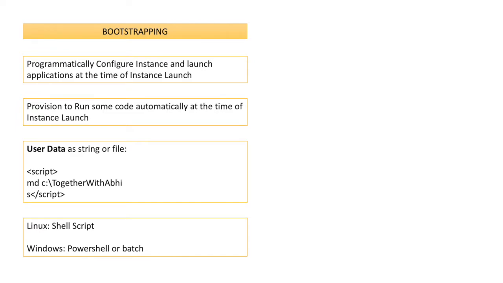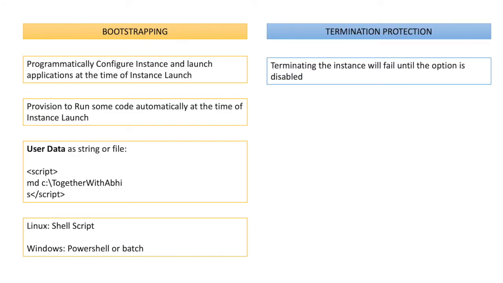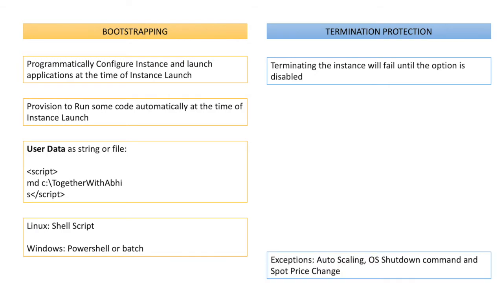termination protection. Now we saw this option during the configuration part of it. There is a checkbox. If you enable this checkbox, it is not going to allow you to delete or terminate your instance. However, there are certain exceptions. So why is such a provision made available to you? Because you do not want anyone to accidentally delete your instance. So you want some kind of security.